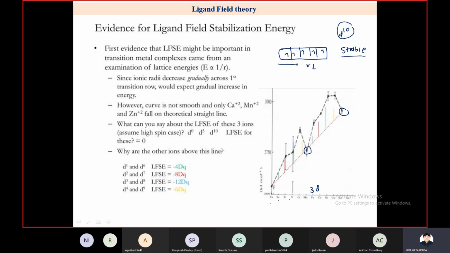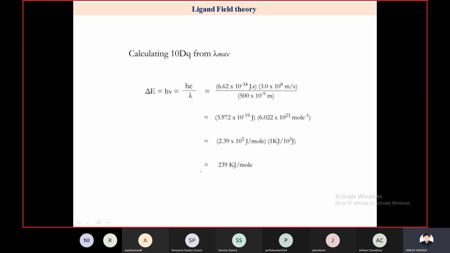Okay, now these are the CFSE values for d1 and d6 configuration: it is minus 4 Dq. For d2 and d7 it is minus 8 Dq. For d3 and d8 it is minus 12 Dq, and this is minus 6 Dq. So you can calculate it and compare with this data. You can calculate lambda max using the 10 Dq value simply. This delta is nothing but the energy gap, 10 Dq, or you can say it is the crystal field stabilization energy.